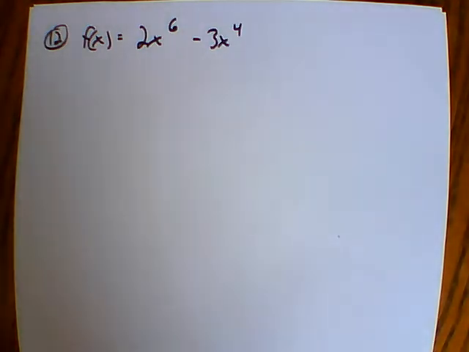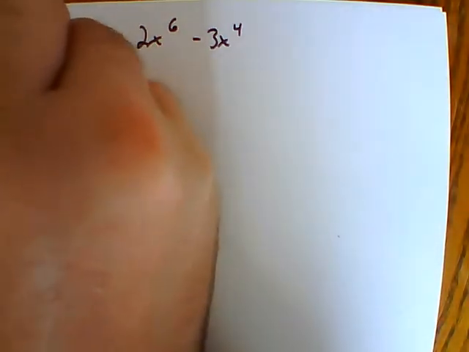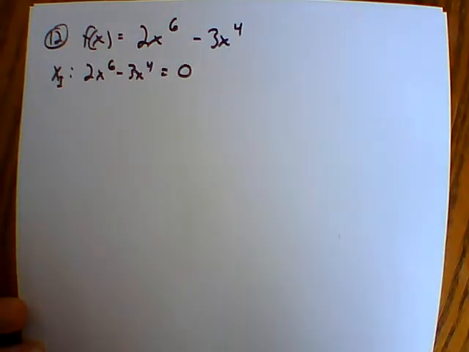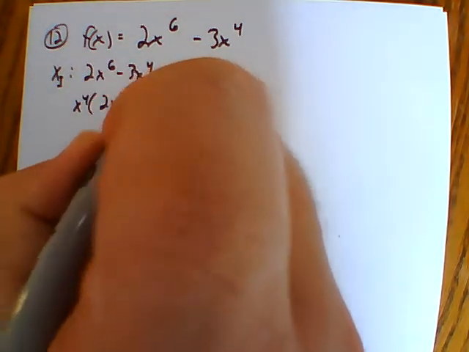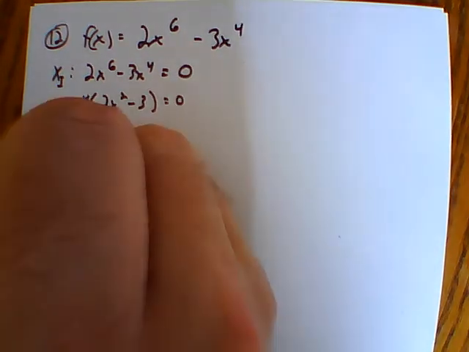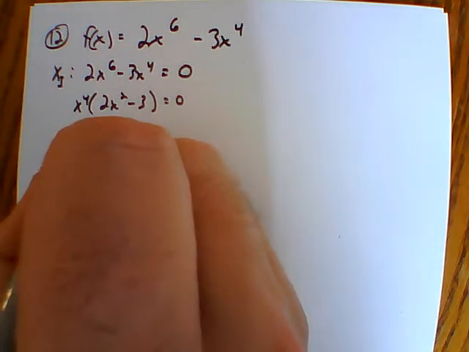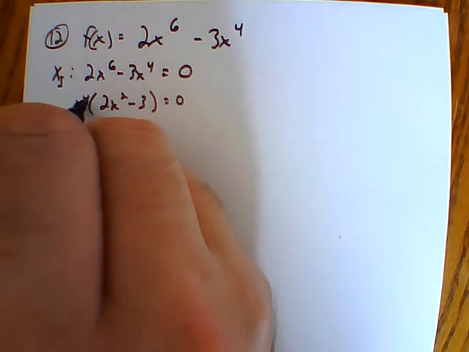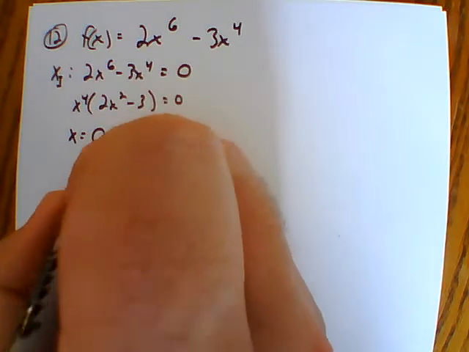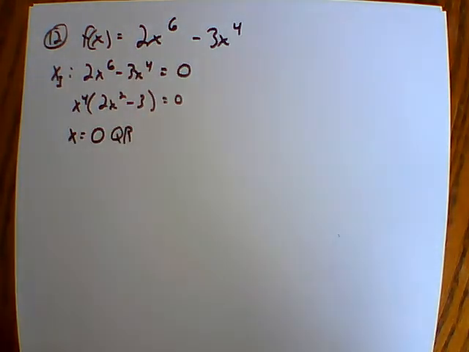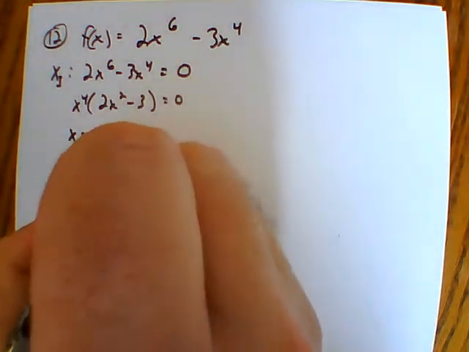Basically, what we would start looking at here is what our possible zeros are, for our x-intercepts. Our x-intercepts are going to happen when the original function equals 0. If we factor out an x to the 4th, we have 2x squared minus 3 left equals 0. So x equals 0. Here we have a zero of multiplicity 4, or as we used to call this, a quadruple root at 0, or a 4th root.